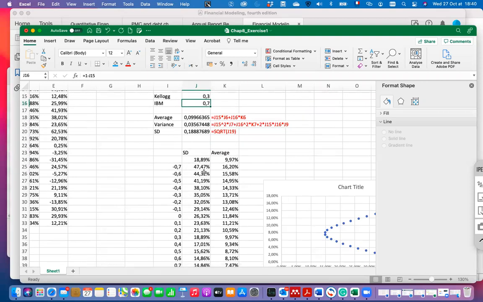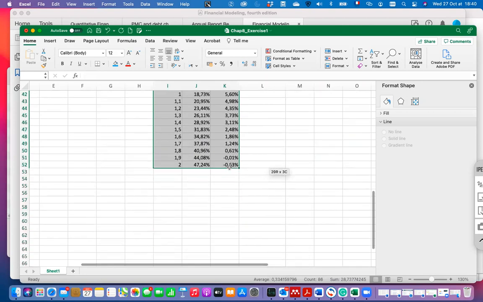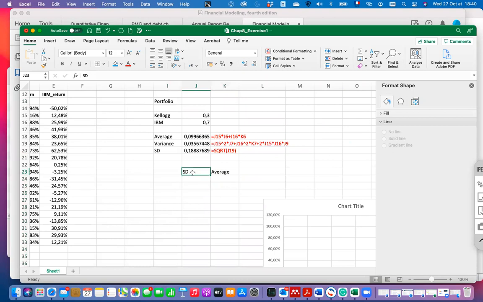Now, we will build a data table. Let me just free these cells. So it's for the portfolio, standard deviation first, as I told you, and then the average. So the X variable here is standard deviation and the Y variable is the average return. First row, you have to repeat standard deviation and the average return we have computed right now.